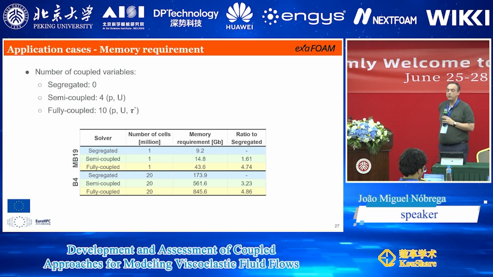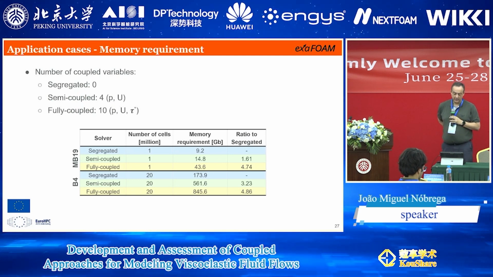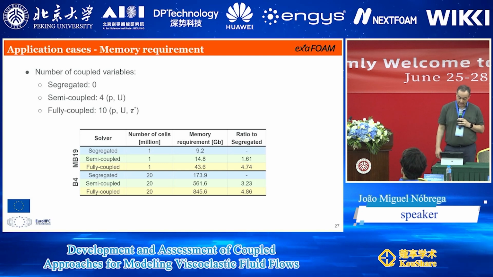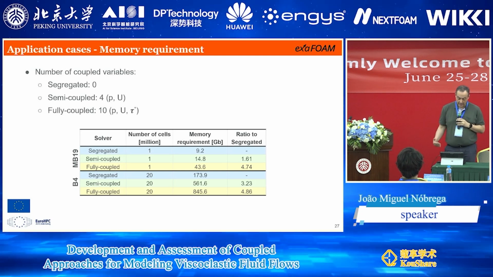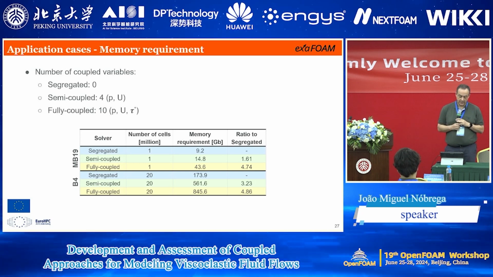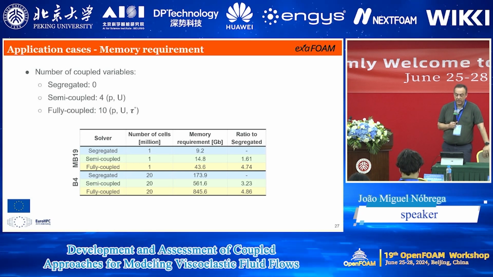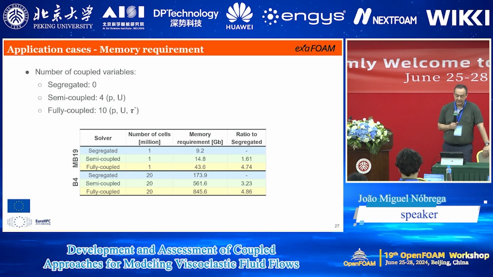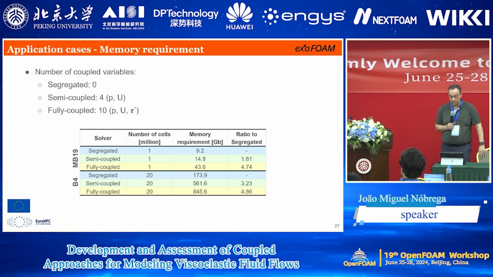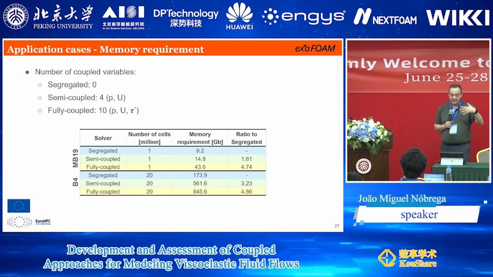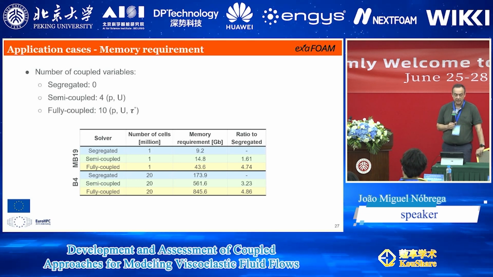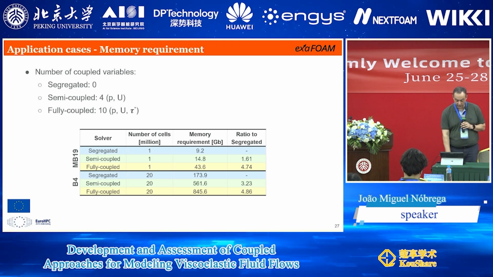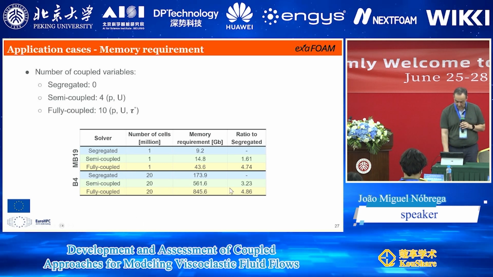To give you an idea of the memory requirements that are relevant for the assessment of the algorithms: for the fully coupled approach, we usually need 4 to 5 times more memory than we need for the segregated approach, which, when we increase the number of cells, in this case we use 20 million cells, reaches values quite big.